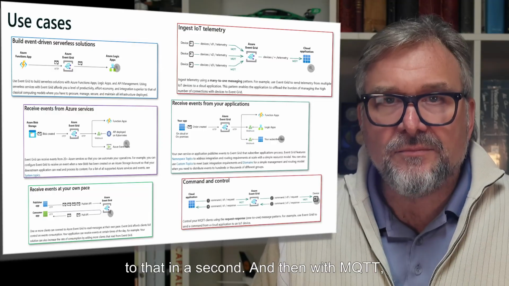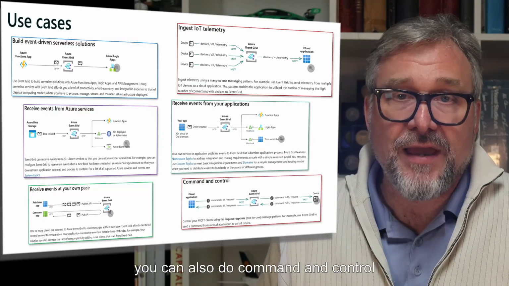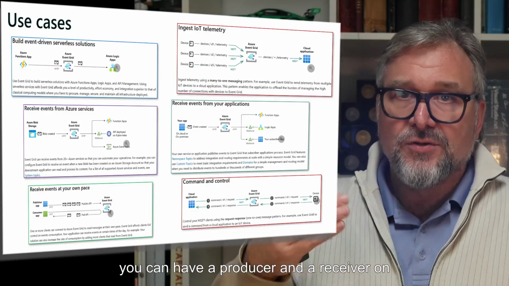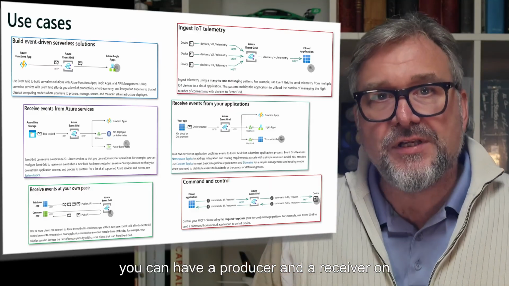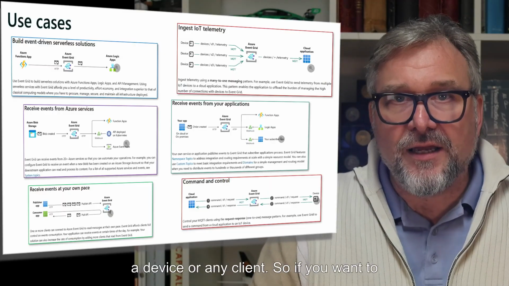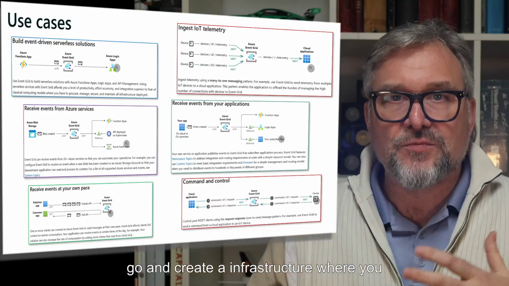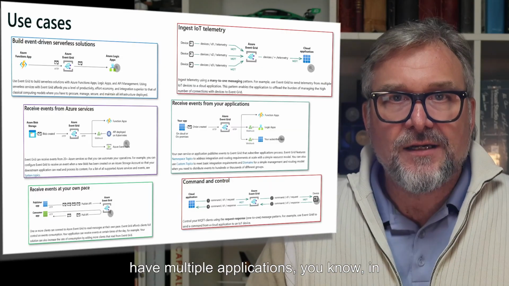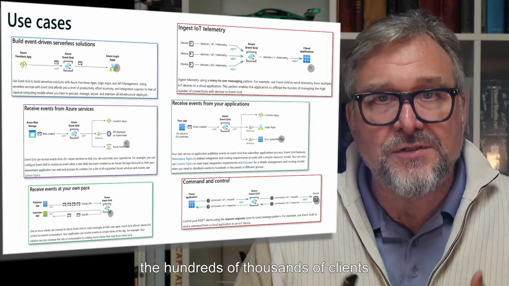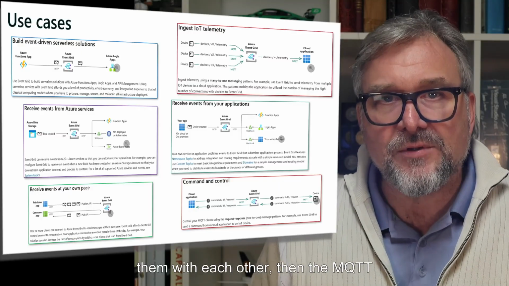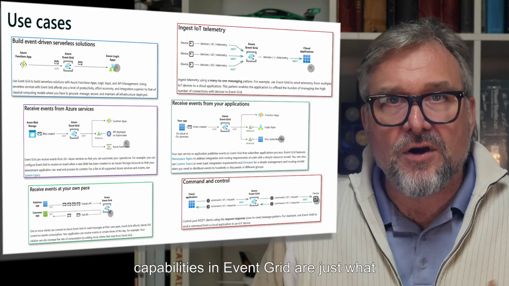And then with MQTT, you can also do command and control scenarios because MQTT is bidirectional. You can have a producer and a receiver on a device or any client. So if you want to create an infrastructure where you have multiple applications, in the hundreds of thousands of clients really, and you want to integrate them with each other, then the MQTT capabilities in Event Grid are just what you need.